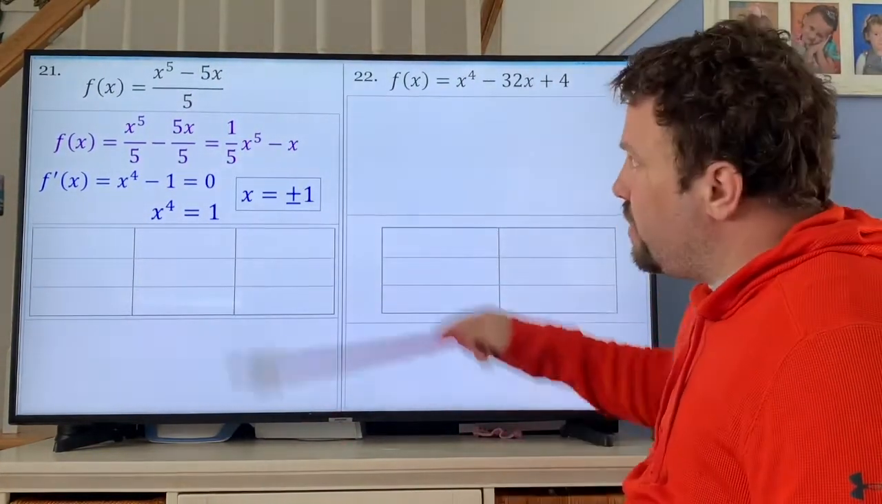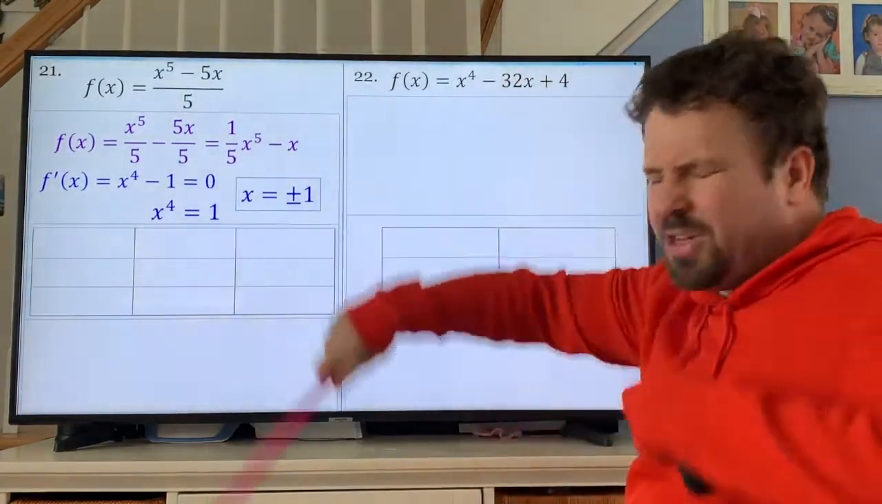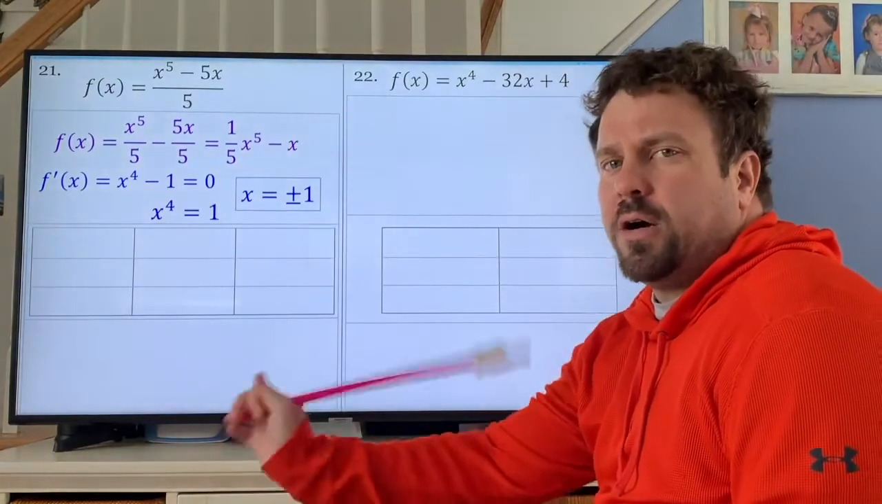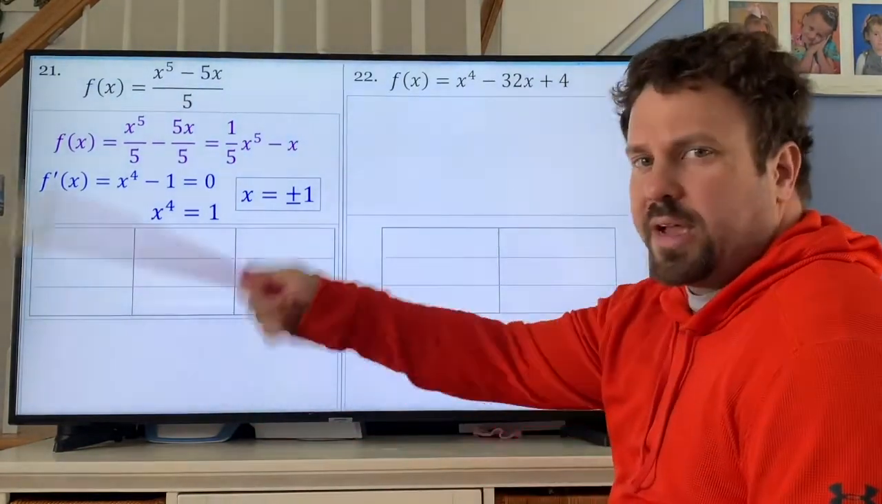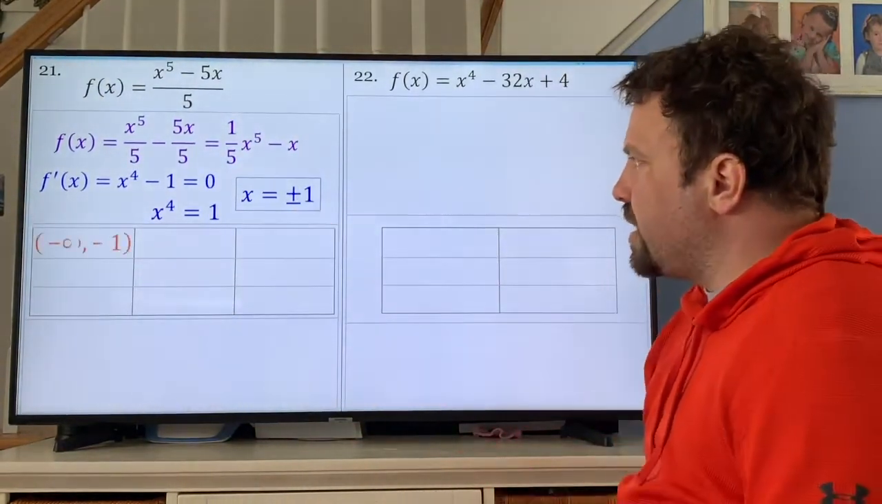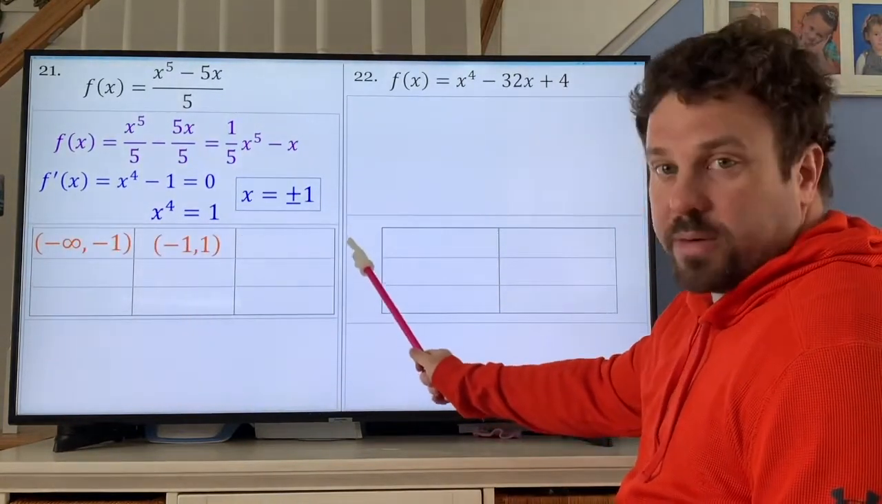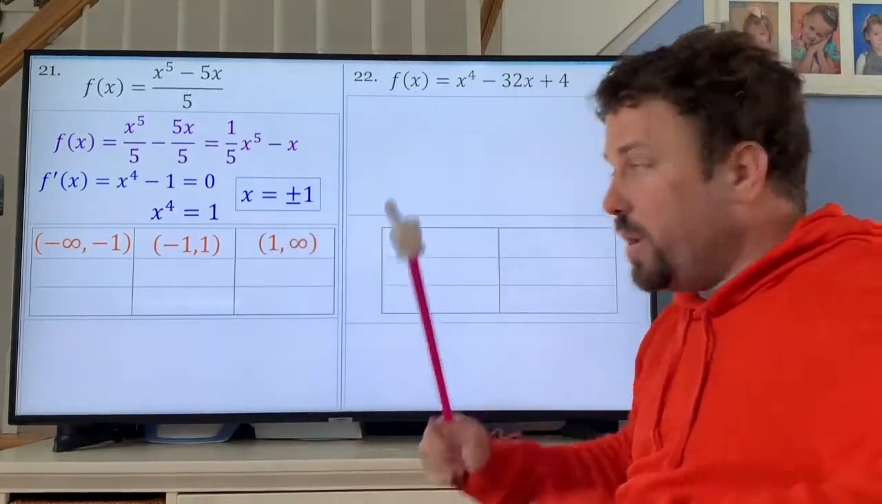If I wanted to find the critical points, I would just plug them into that equation. You don't even have to do that for these, though. We're going to use them to find our intervals. So as always, you start at negative infinity, go to the lower number, which is negative 1, negative 1 to positive 1, and positive 1 to the number we always end with, which is infinity, open interval.